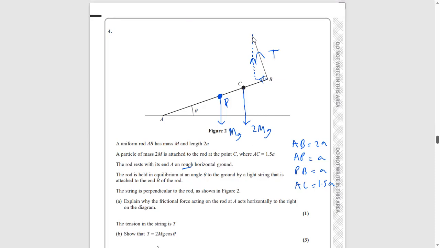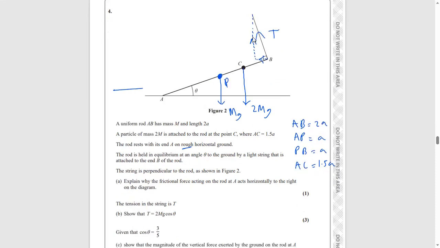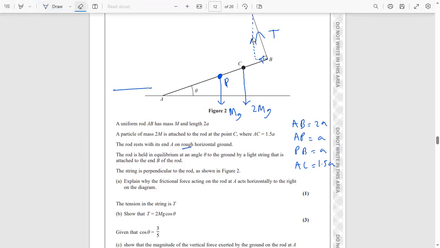So the answer to part A: why is the friction on the ground acting on the rod going to the right here? Why is the friction going in this direction? It's because we know that the rod is held in equilibrium, and the only other horizontal force is this component of tension going to the left.